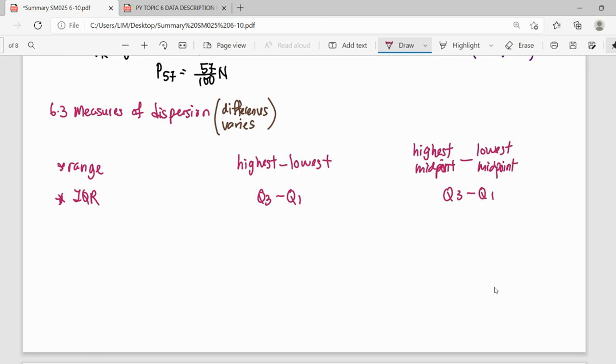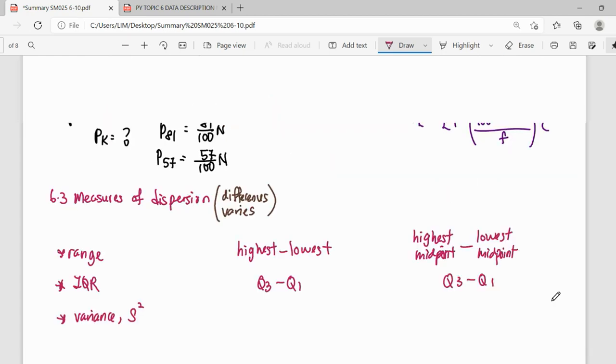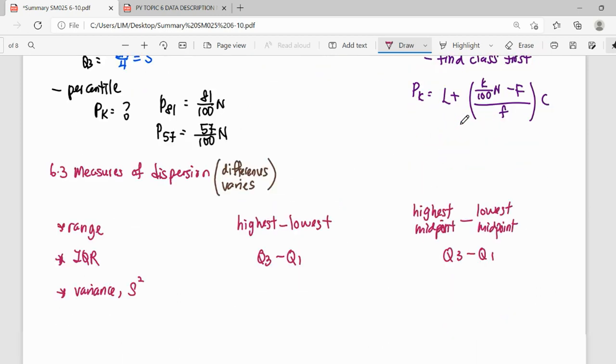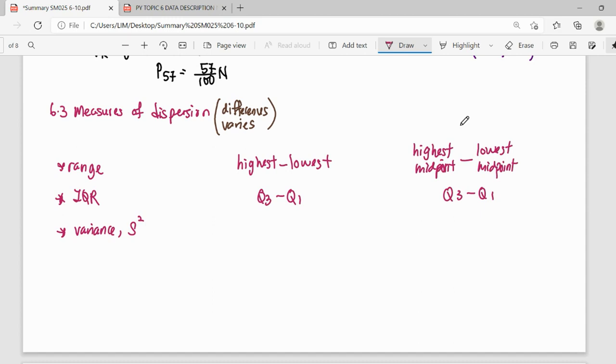Variance. Okay, variance, as I said just now. So for our part, the formula that we learned will be your sample variance. It's not population variance. So don't use this symbol. This is population variance. This is sample variance. What we calculate now is sample variance. So you can notice that your formula will be different from your SPM formula.